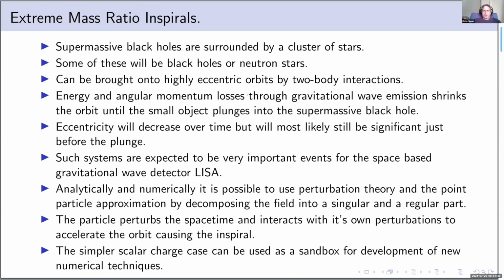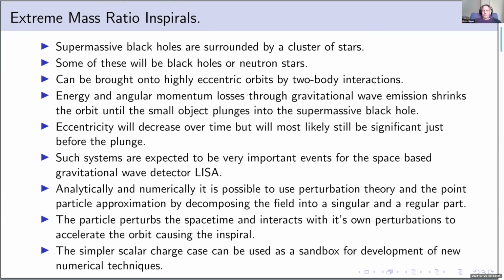And so we all know that supermassive black holes at the center of most galaxies are clearly surrounded by a cluster of stars, and some of these will be black holes or neutron stars or compact objects in general. And some of those can be brought into highly eccentric orbits by two-body interactions inside the cluster of stars. And if they get close enough to the central black hole, then we start having energy and angular momentum losses through gravitational wave emission that will shrink the orbit until the small object plunges into the supermassive black hole.